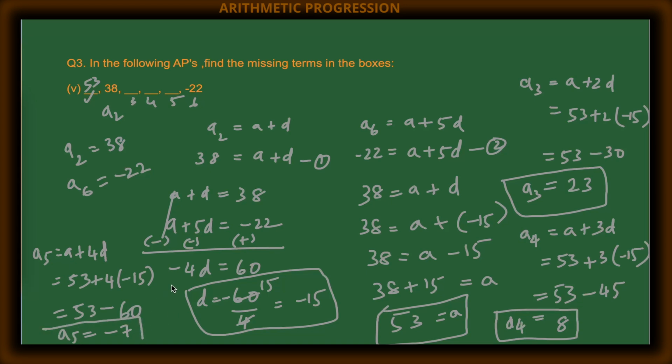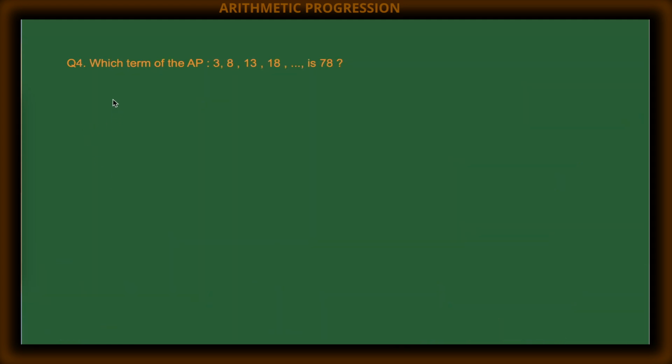So students, we have all the unknowns here. Let's move to the next question. Let's try to solve the next question. Okay, so hold on. Which term of the AP is 78? Okay, so this is the nth term formula we have in arithmetic progression.